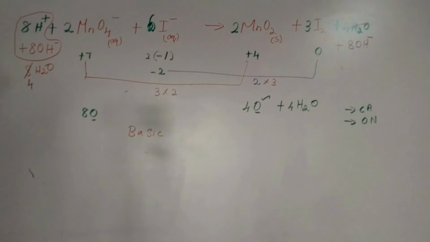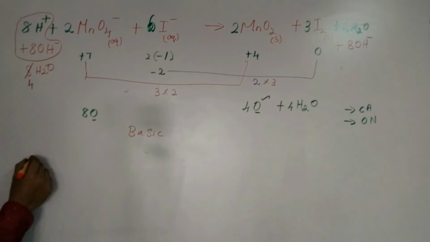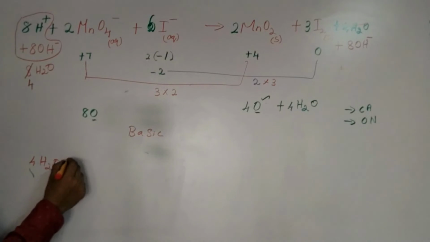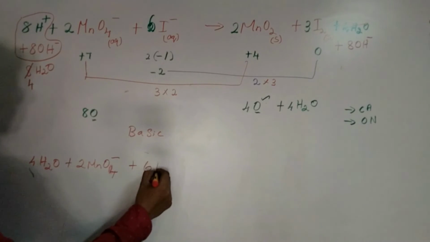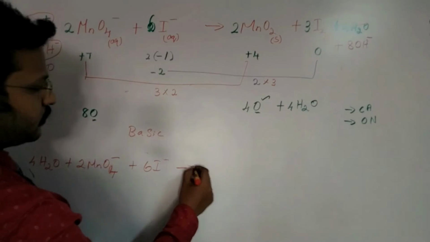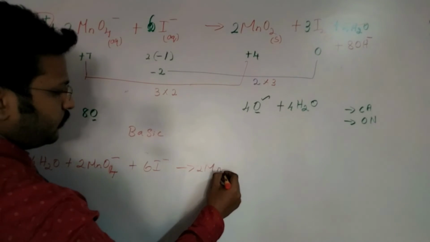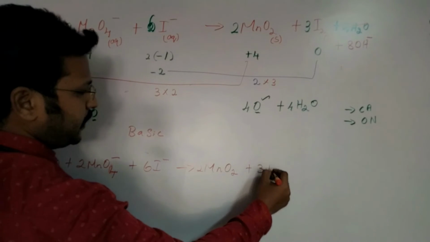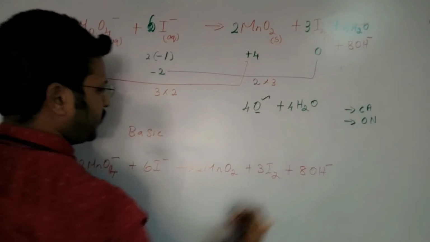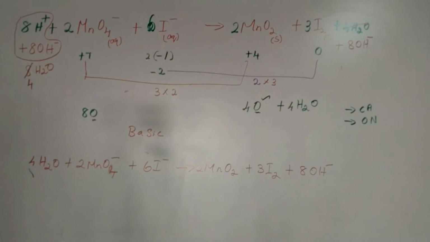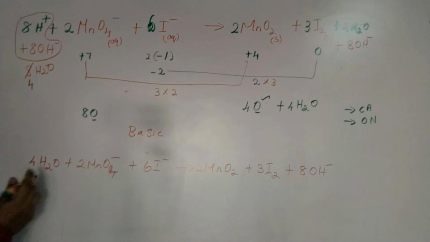So now the final equation will become 4H2O plus 2MnO4 minus plus 6I minus gives 2MnO2 plus 3I2 plus 8OH minus. Finally, we have to represent the compounds, molecules or ions in their respective physical states.